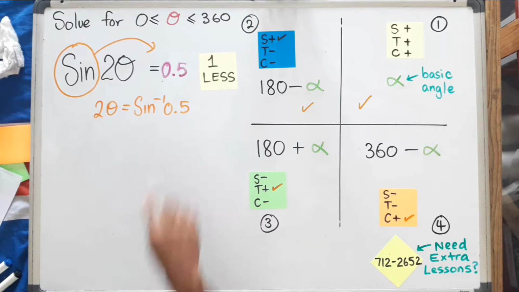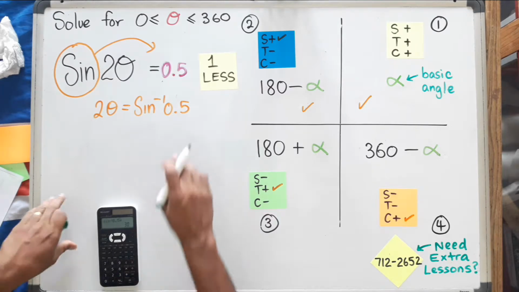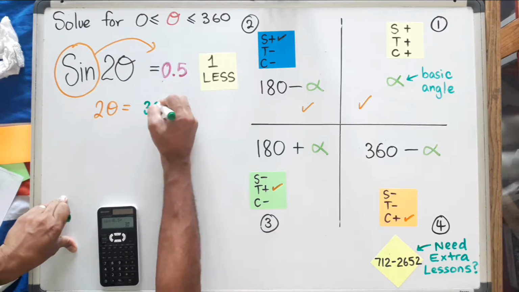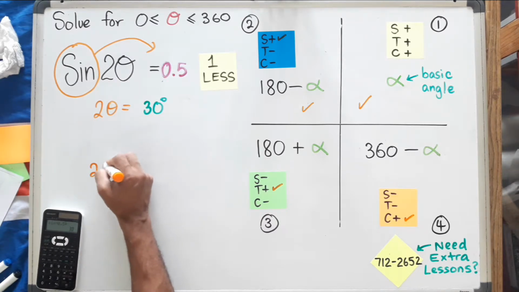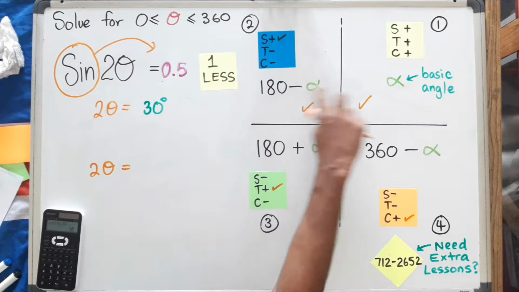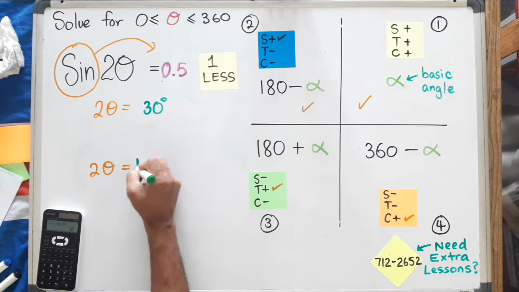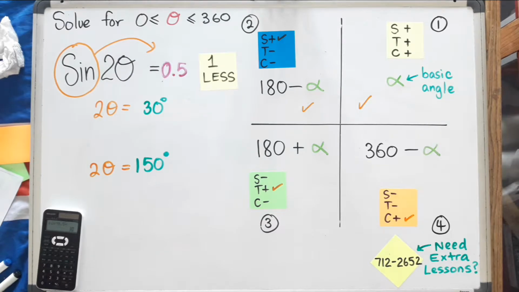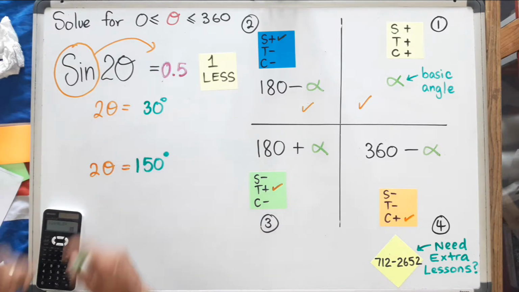Now, this is a positive, so this is going to be easy. Second function, sine 0.5 is 30 degrees. So that means 2 theta is equal to 30 degrees. And at the same point in time, 2 theta is also equal to 180 minus the basic angle. So 180 minus 30 is 150 degrees. You notice when we threw across the sine, at that point we paused the question and we got our 2 answers. And these 2 answers are equal to 2 theta.